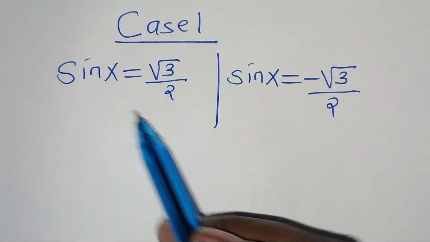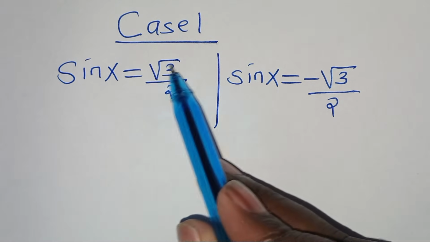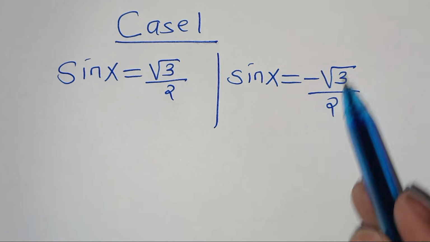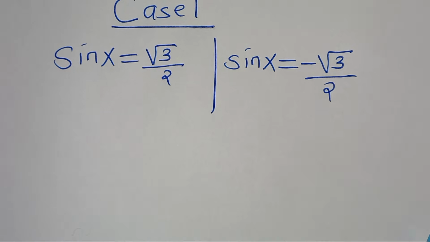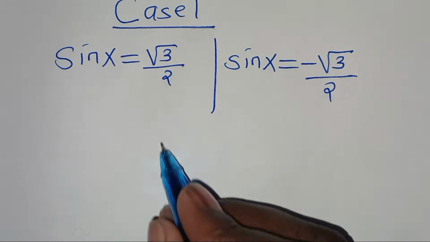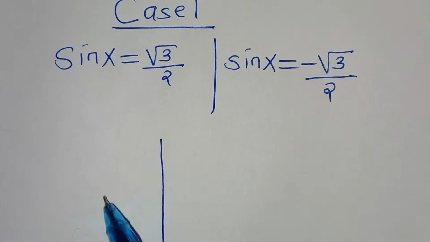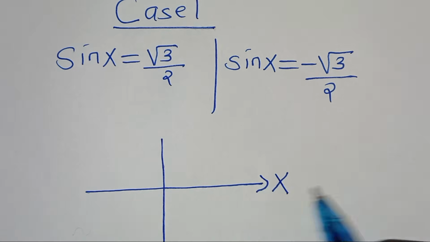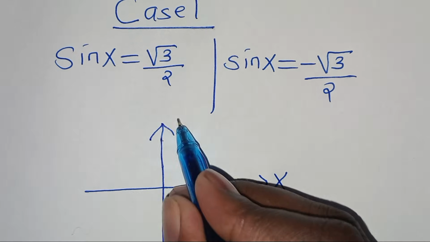Now in case 1, we have sine x is equal to square root of 3 over 2, and sine x is minus square root of 3 over 2. Now let's have a graphical representation here. Let's have the xy plane. This is the x-axis and this is the y-axis.